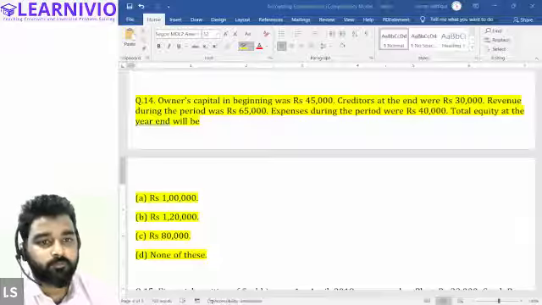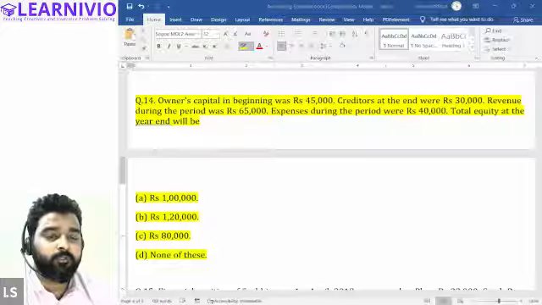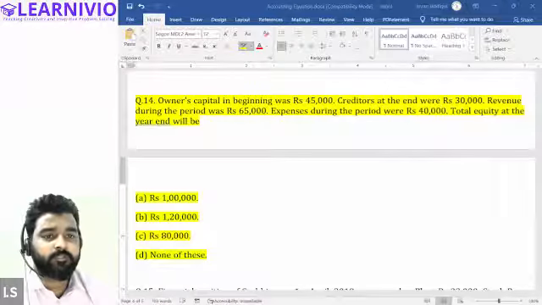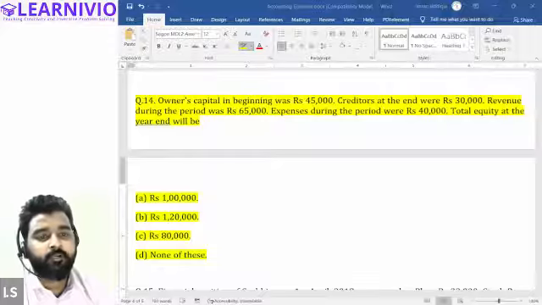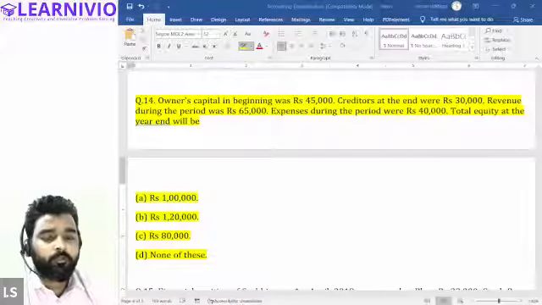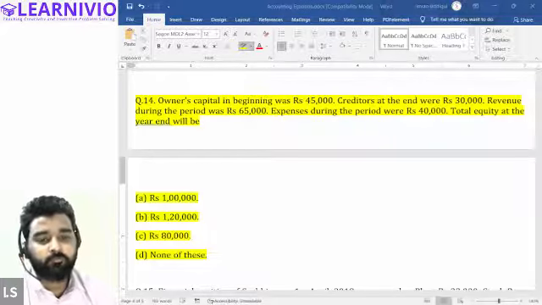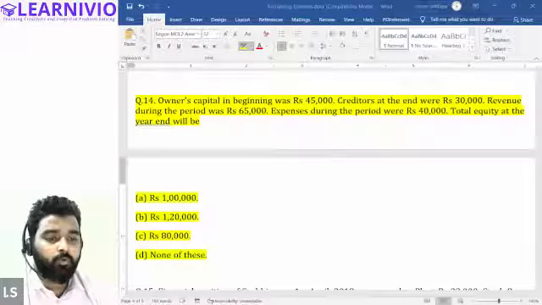So I think mine is wrong. In the question, how much revenue is given? 65,000 is the revenue, and the expense is 40,000. By reducing the expenses from the revenue, we get 35,000 as the profit, right? Yes, sir. And do you know the formula for calculating the profit? We calculate the profit by reducing the opening capital from the closing capital. Yes, sir, so closing minus opening.